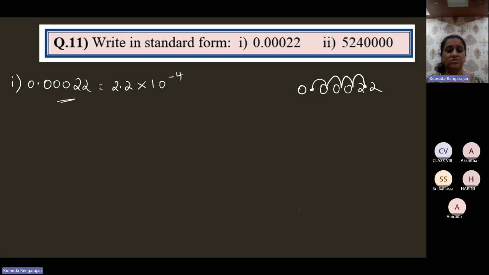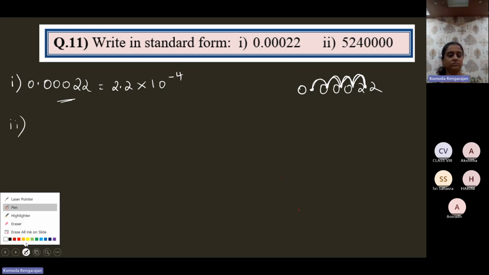The number here is 0.00022. It's 0 point something. And now it is 2.2. You have increased the value, so you should raise 10 to a negative power. And what is the number? 1, 2, 3, 4. You've shifted the decimal point by 4 places. So minus 4.